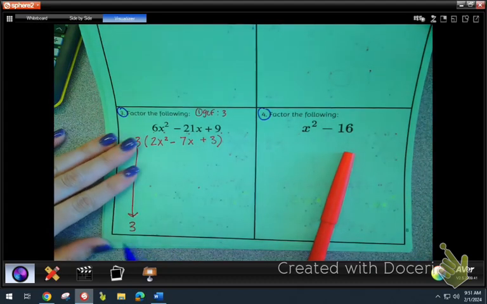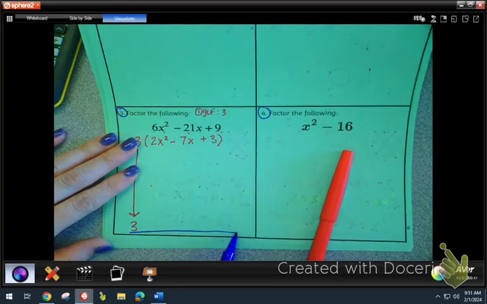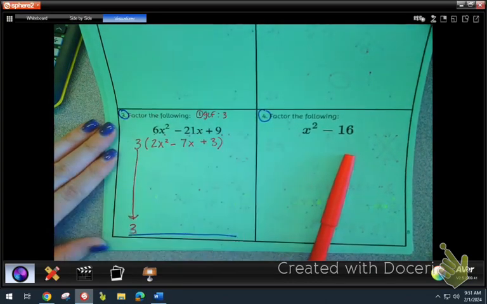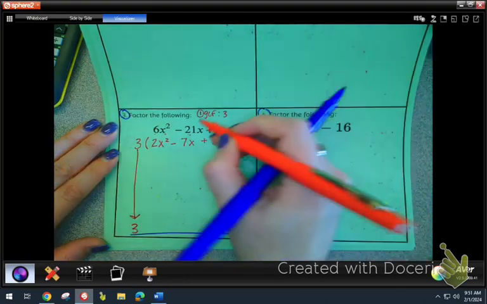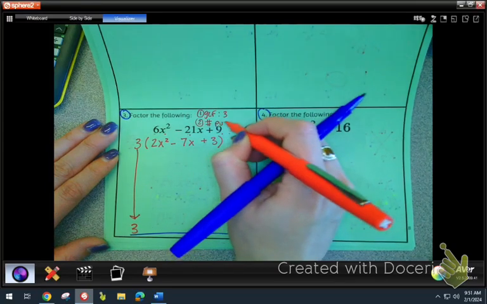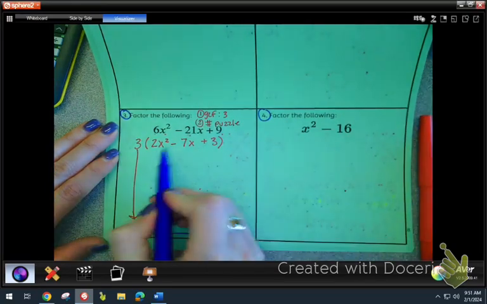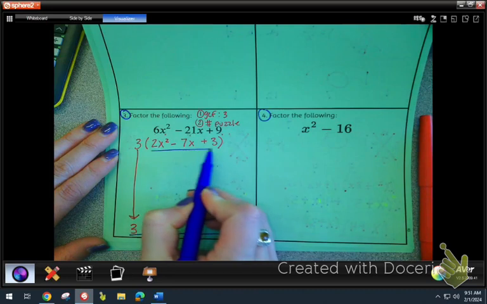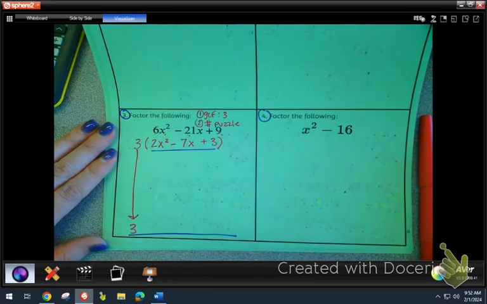So here's my answer blank. But then I'm going to ignore it for a minute. So that's step 1. Check for a GCF. Then step 2. We're going to do the number puzzle. Now, after we take the GCF out, we are just doing the number puzzle on what's left in the parentheses. So taking that GCF out is going to make our puzzle easier.